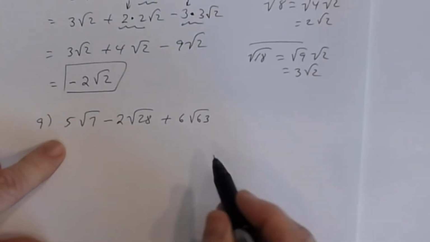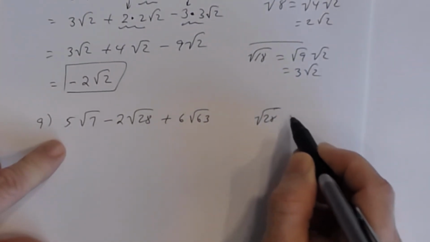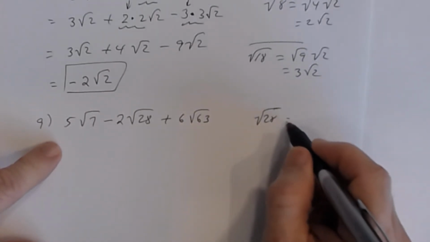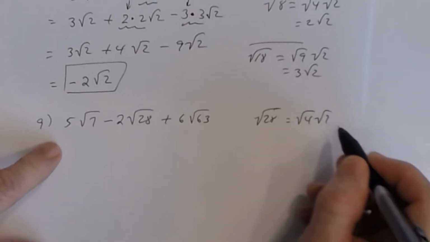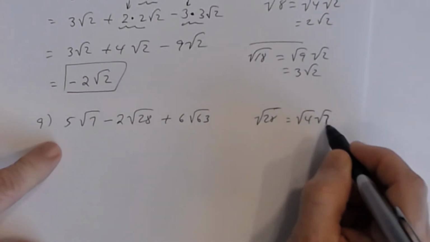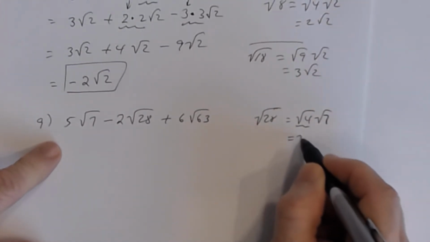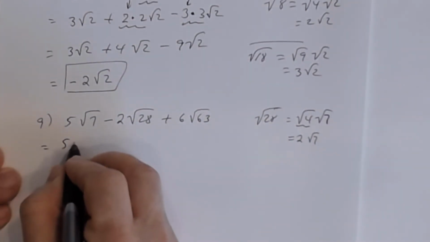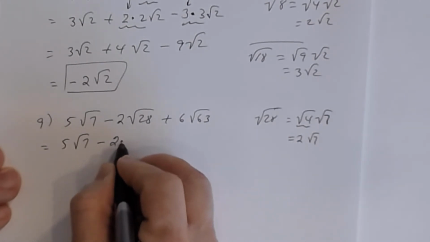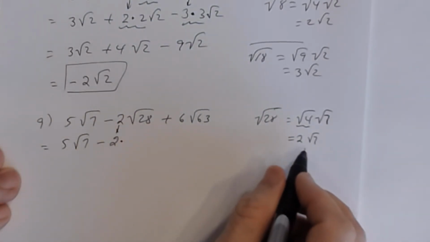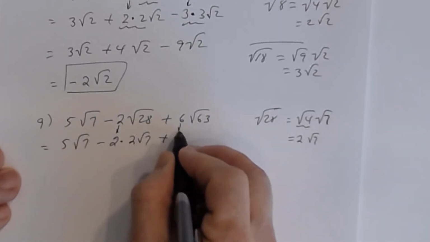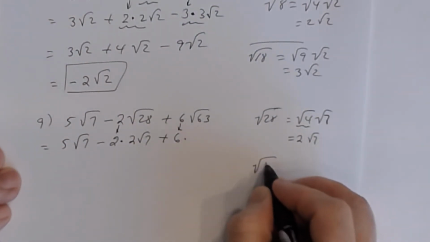Now let's look at 28, square root of 28. The largest perfect square that goes into 28 is 4. So I can write this as square root of 4 times the square root of 7. The square root of 4 is 2, so that's 2 square root of 7. So that's going to go here. So I have 5 square root of 7 minus 2 times this 2 square root of 7 plus 6 times, and then let's figure out what the square root of 63 is.